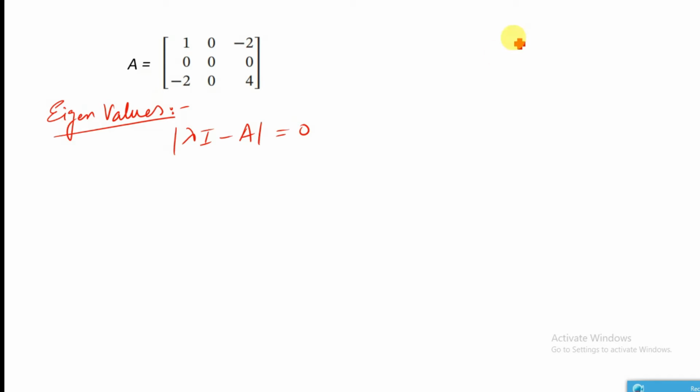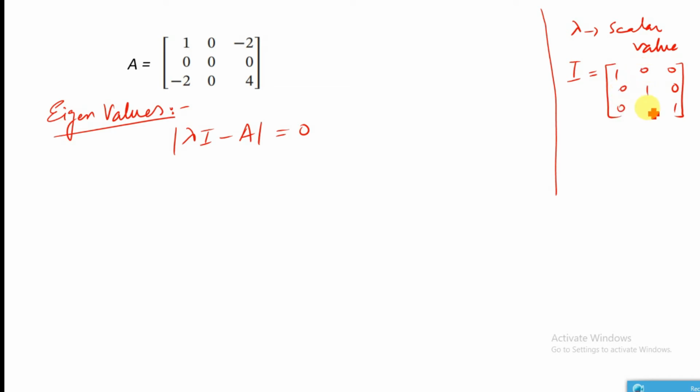Before going to solve this, I will discuss that lambda is basically a scalar value and I represents the identity matrix, and its order will be the same as the order of A. As the order of A is 3 by 3, this is the identity matrix of 3 rows and 3 columns like this. So multiply lambda with I.